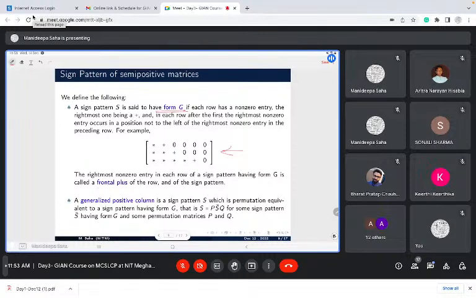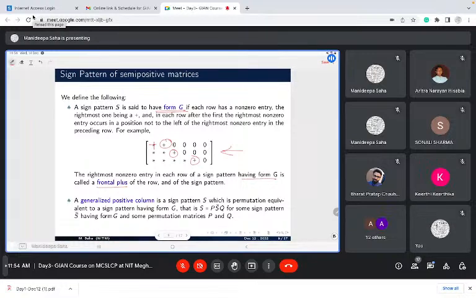Now the rightmost top entry in a row of a sign pattern matrix having the form G is called the front plus of the row. So I'm calling this a front plus. It can so happen that this could also be positive. So this particular element I'm calling a front plus. This is a front plus. This is a front plus.